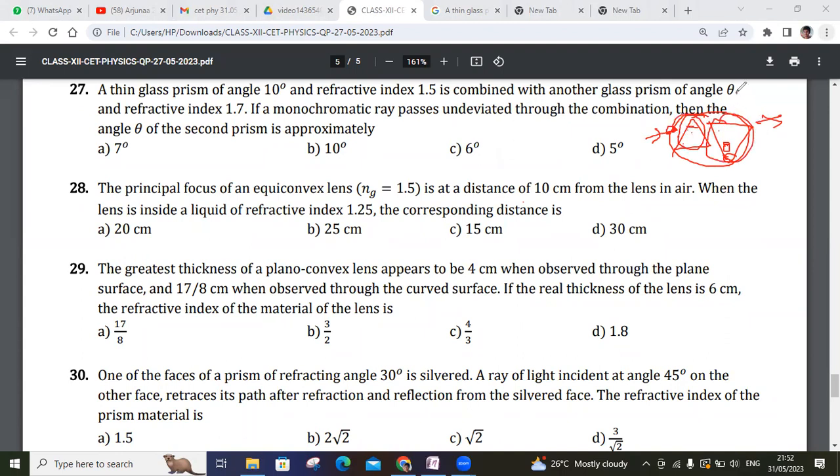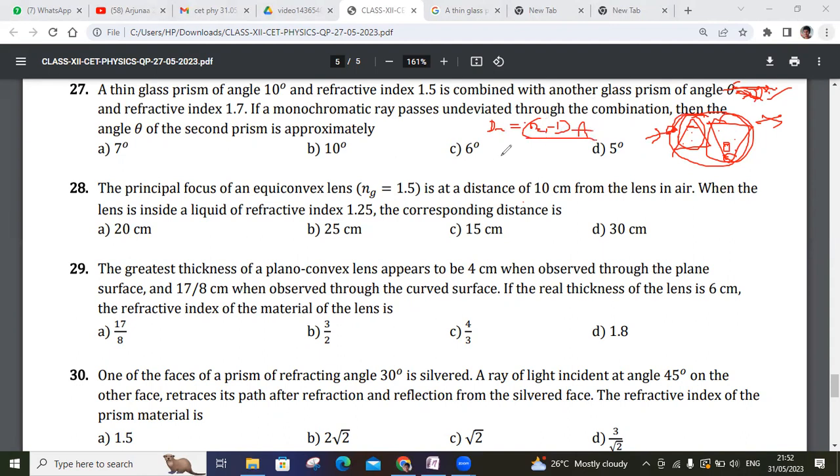Suppose this rotates by 30 degrees, and this also rotates by 30 degrees again. So it is already rotated by 30 degrees like this. Again you rotate it by 30 degrees like this. So it will go in its undeviated path only. So the deviation due to this and due to this should be equal. And we know the deviation formula is (n minus 1) into A, the minimum deviation formula. So for both of them this should be the same. Then there will be no deviation.